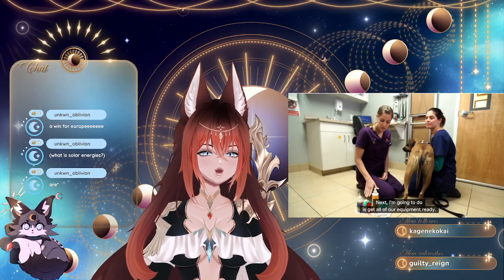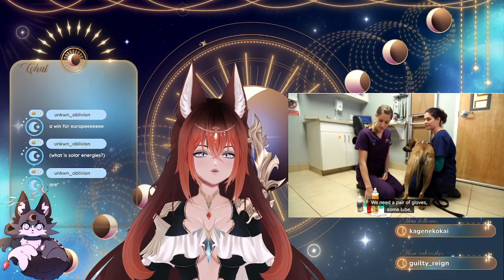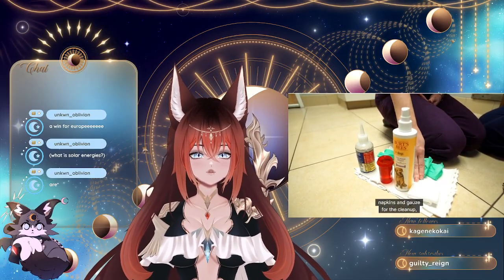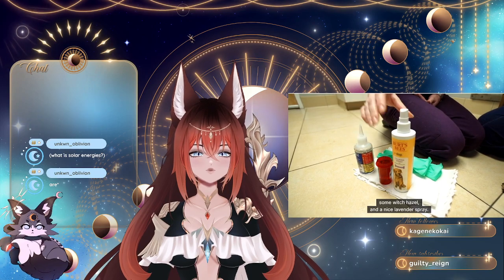Once I activate Next, the thing we're going to do is get all of our equipment ready. We need a pair of gloves, some lube, napkins and gauze for the cleanup, some witch hazel, and our nice lavender spray.